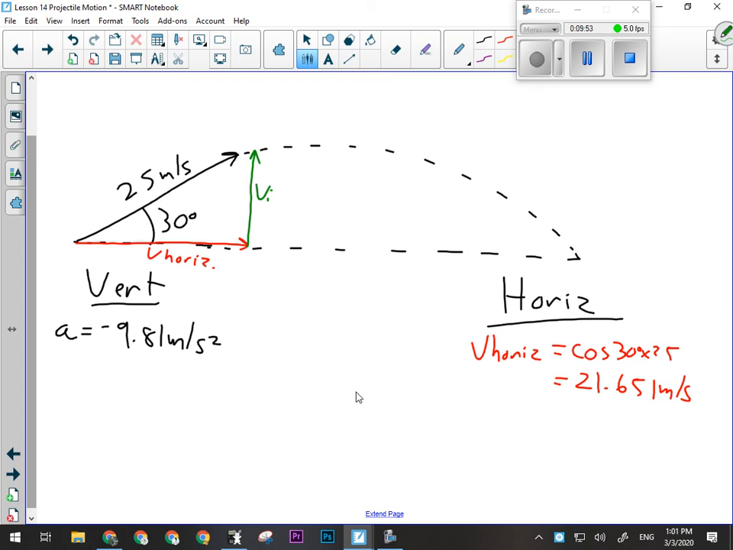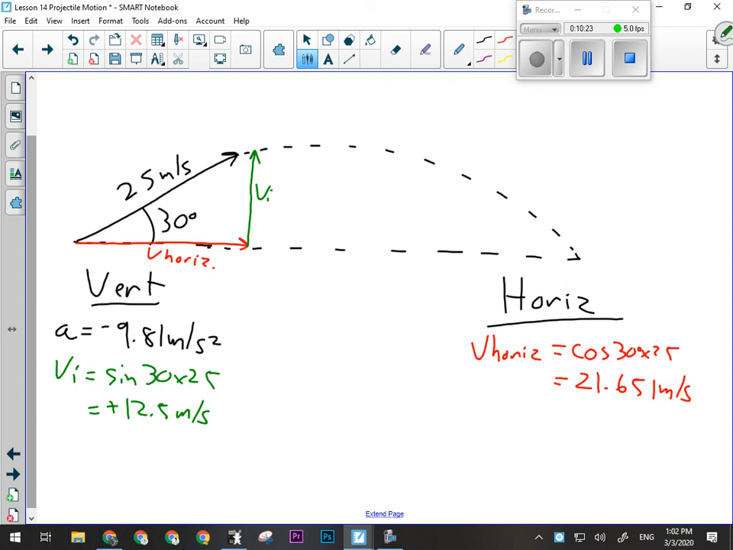From a vertical perspective, the object is undergoing accelerated motion. I can't just say V vertical. V vertical changes all the time. V horizontal is constant. So if I solve for this side, I'll know the initial vertical velocity. So that'll be the sine of 30 times 25, which will be 12.5, positive. 12.5 meters per second.